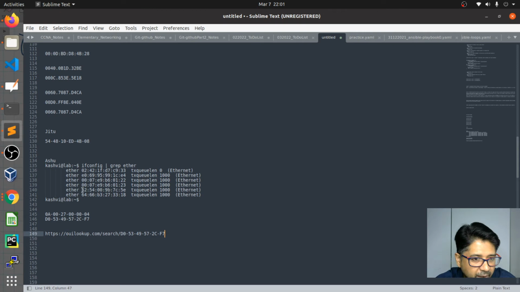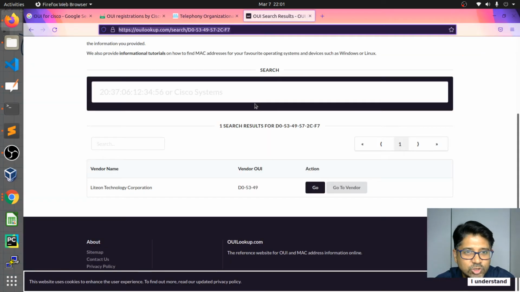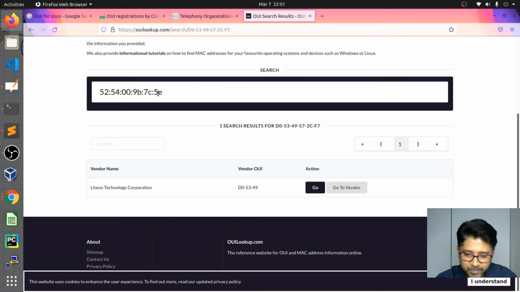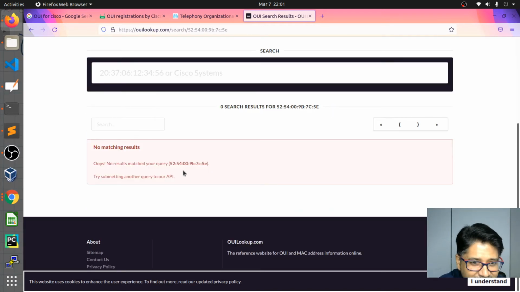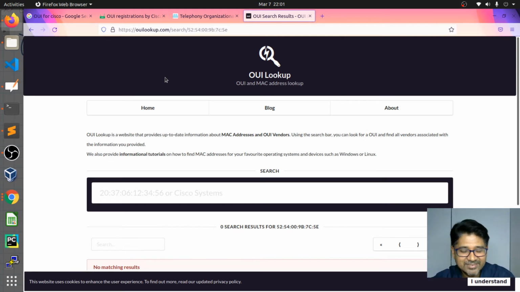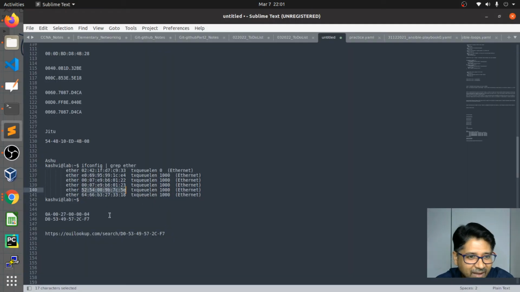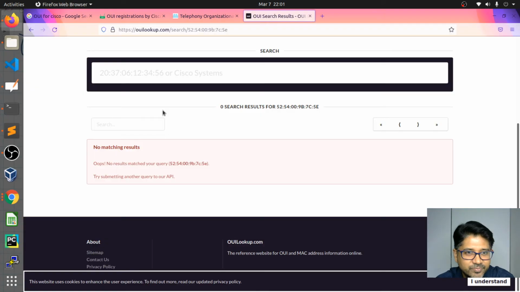And let me check mine. I'm going to check one of my MAC addresses. I think this belongs to Intel. Let me see if it belongs to Intel. No matching. Let me try something else. Okay, I understand, this is a Chinese product. Let me go for another MAC, which is virtualized, generated with this 64.